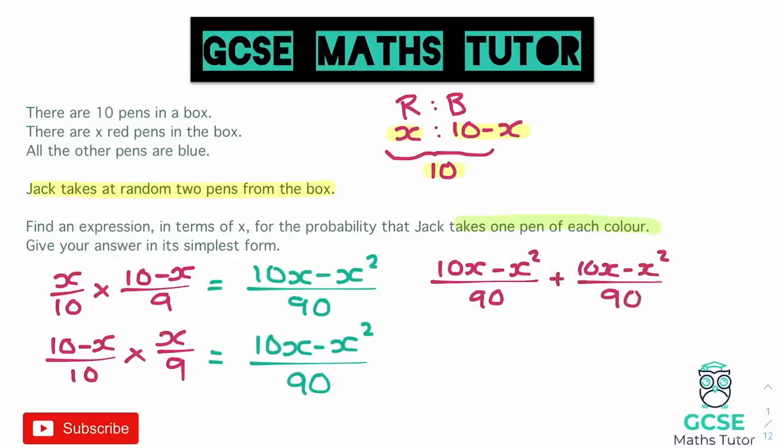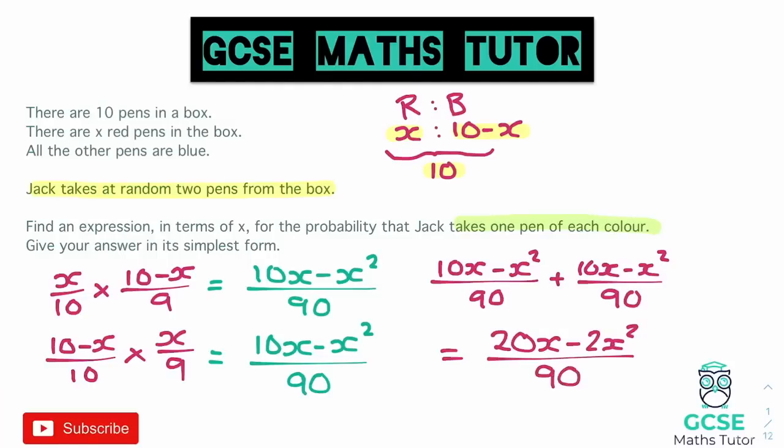Now when we add fractions together, our denominator there isn't going to change, so it's still going to be over 90. But we need to combine everything on the top. So we've got two lots of the 10x, so that is 20x, and two lots of the negative x squared, so minus 2x squared, and that is all over 90, and there is our final fraction.